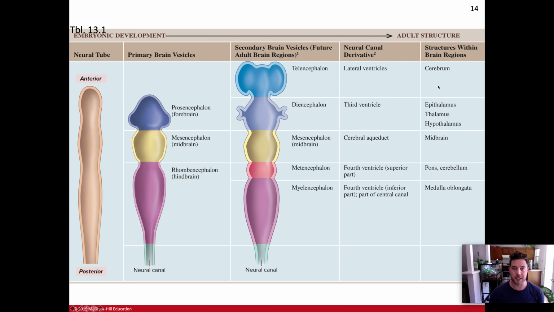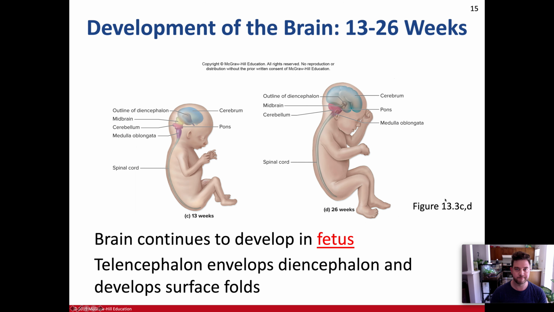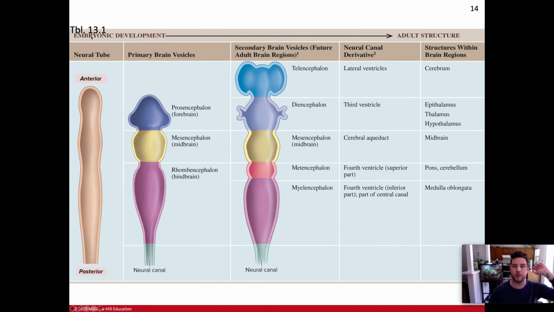The telencephalon is the cerebrum. The diencephalon is made up of the epithalamus, hypothalamus, and thalamus. The mesencephalon, metencephalon, and myelencephalon, like I said, are going to become different structures of the brainstem and the cerebellum. This was, by the way, Table 13.1 in your book.